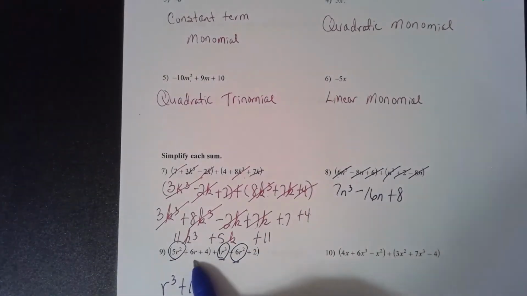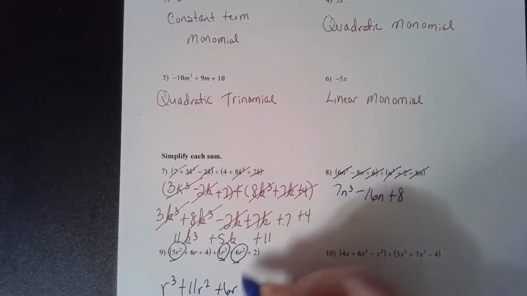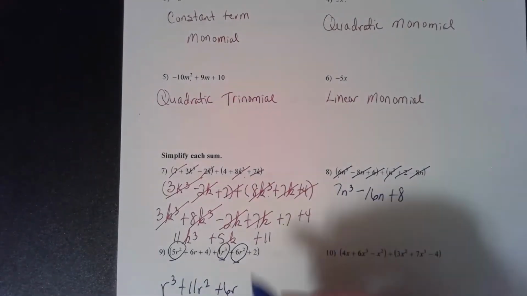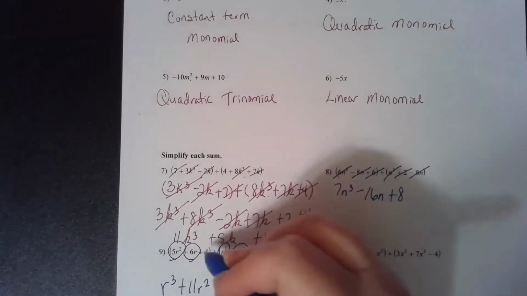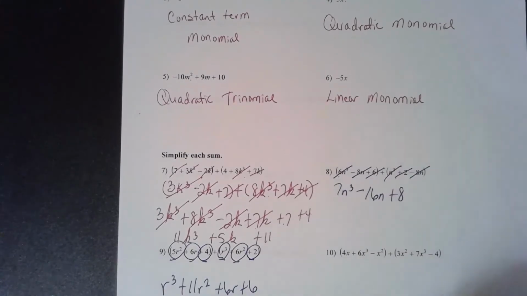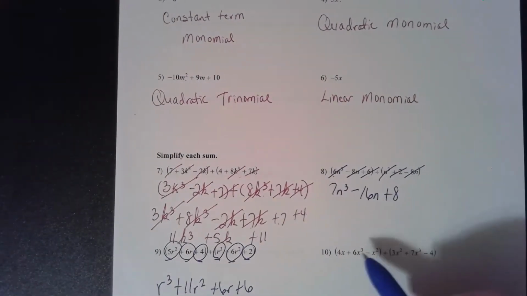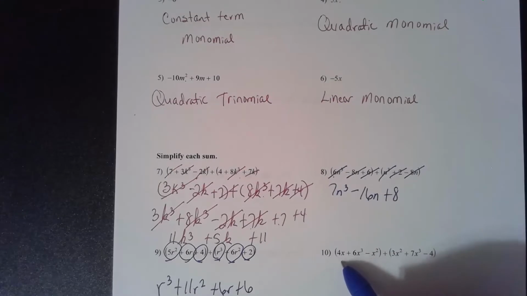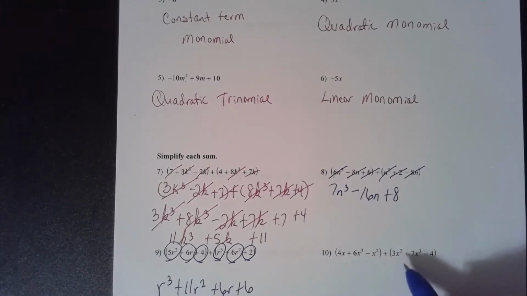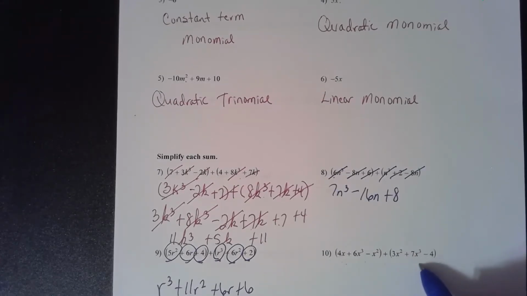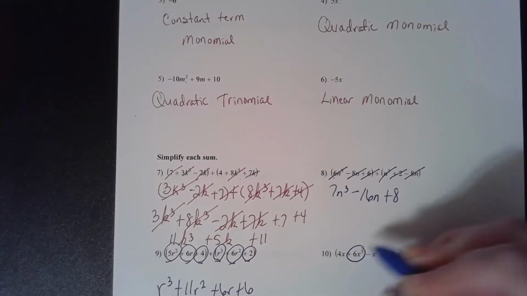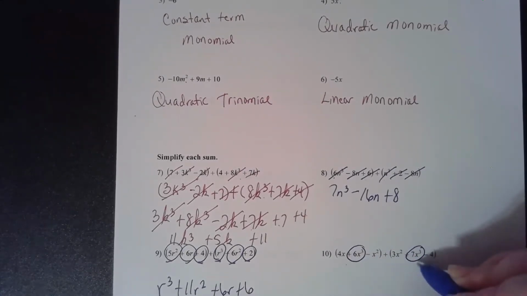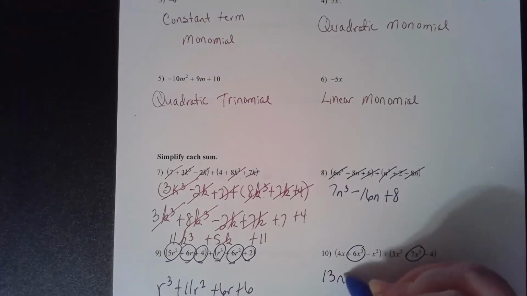Okay, then I've got just plain 6 r's with no r's in the next parentheses. And then I've got a plus 4 and a plus 2 makes it plus 6. Okay. And then over here, I've got 6x cubed minus x squared plus 3x squared plus 7x cubed minus 4. Okay, so I've got an x cubed here, and I've got an x cubed here. 6 plus 7 is 13 x cubes.